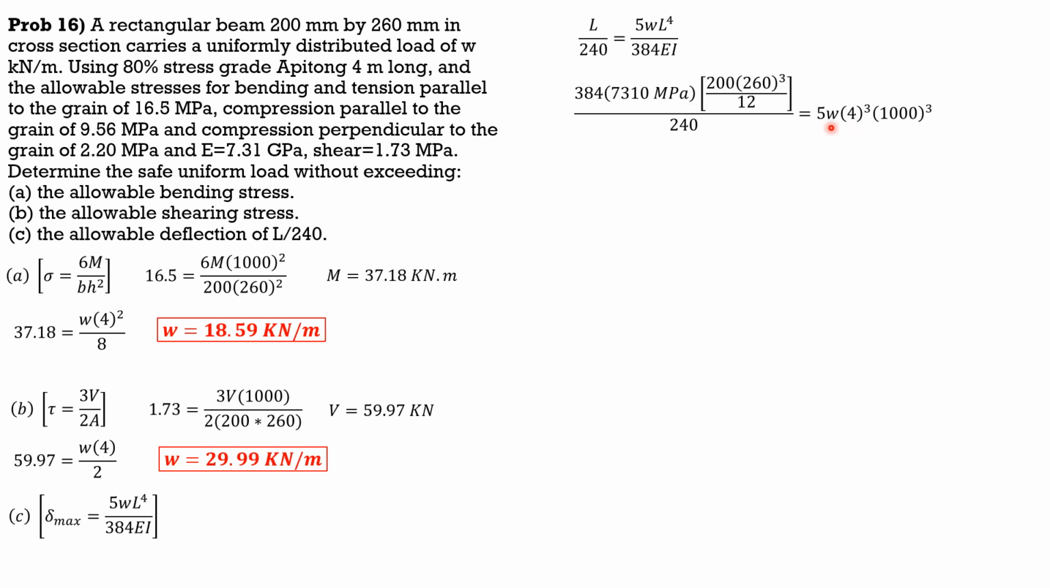Then on the left side, the units here are in newtons and mm. Here it should be in newtons and mm also. So kilonewton per meter times meter cube is kilonewton meter square. To convert this to newton mm square, we multiply 1000 cube. From there we can solve for W, which is in kilonewton per meter. So W is 10.71 kilonewton per meter.